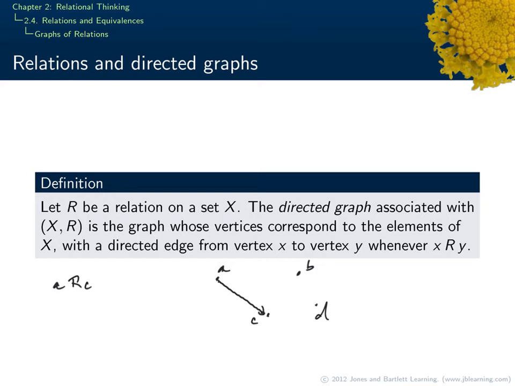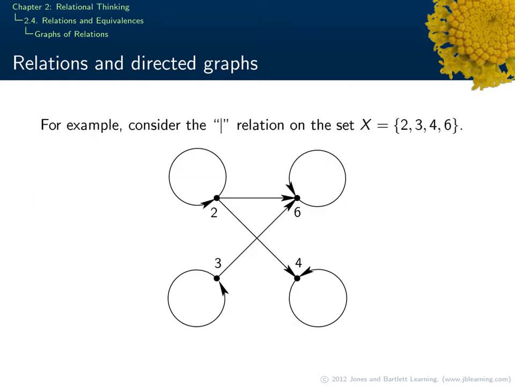and ending at C. Okay, here's an example of a relation that's represented by a directed graph. So here, this relation is the divisibility relation on this finite set X consisting of numbers 2, 3, 4, and 6. Now I want to remind you that A divides B means that A divides evenly into B. All right, so our set X, again, consists of numbers 2, 3, 4, and 6. And so we draw a graph where the vertices are 2, 3, 4, and 6.